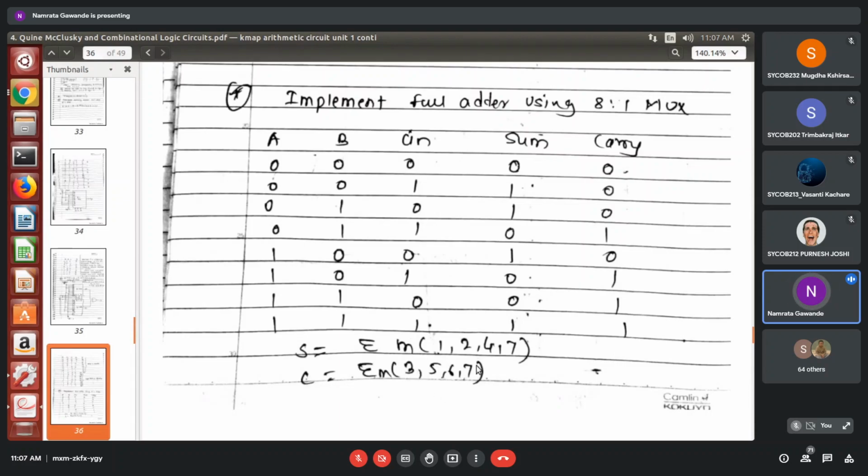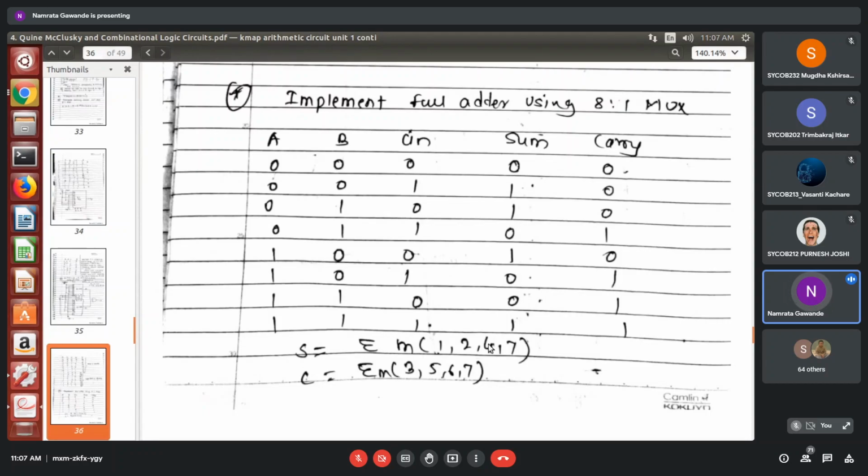So if I know this expression, I can write the truth table. And if I know the truth table, I can write the expression, right? Based on the output that we are getting in sum and carry. So with this, we can implement full adder, half adder, full subtractor and half subtractor using multiplexer, right?